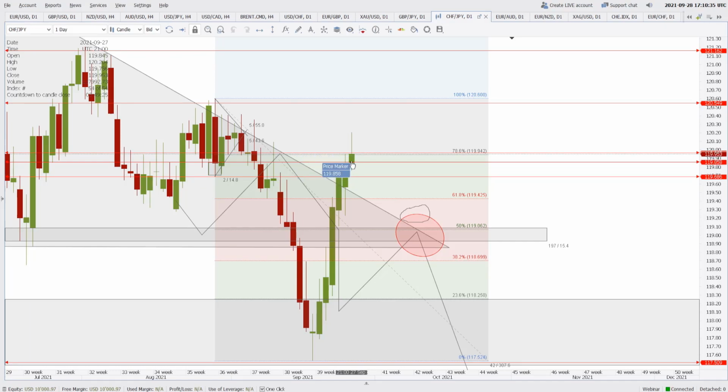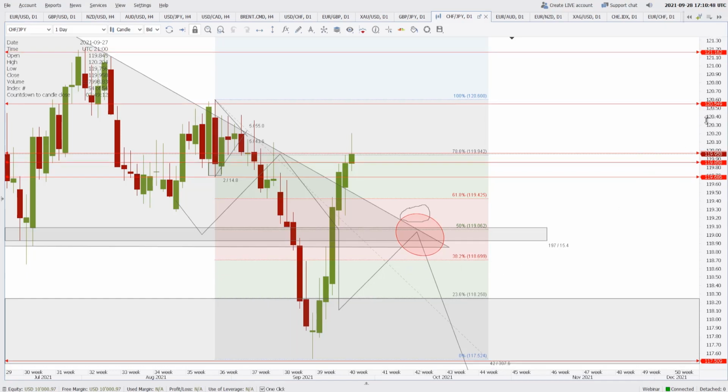So if tomorrow any follow-up occurs and the price starts trading lower than the low of today's candle, it can be an indication for you to go short in this market with the targets of 117.50 and 115.98 on the lower side.